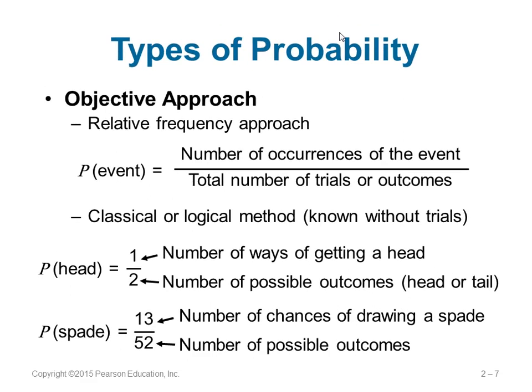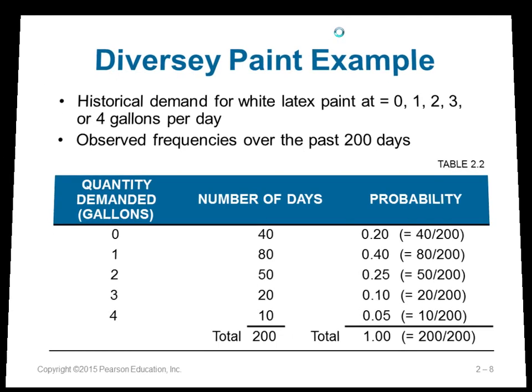How to calculate probability? It is done using what is called an objective approach or relative frequency approach. The probability of any event is equal to the number of occurrences of the event divided by how many trials you have done or how many outcomes you have. For example, the probability of getting a head when you toss a coin is 1 by 2. Why? You have one head and there are two possible outcomes, head and tail. So 1 by 2. If you ask what is the probability of getting a spade in a 52 card deck game, 13 spades are available inside the deck. 52 is the total number of cards you have, so it is 13 by 52.